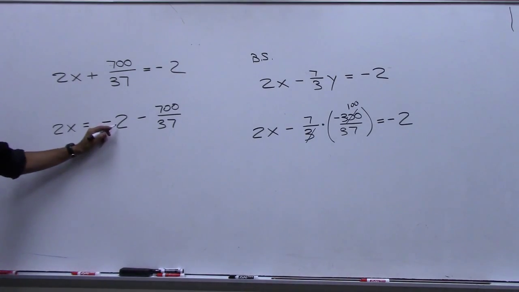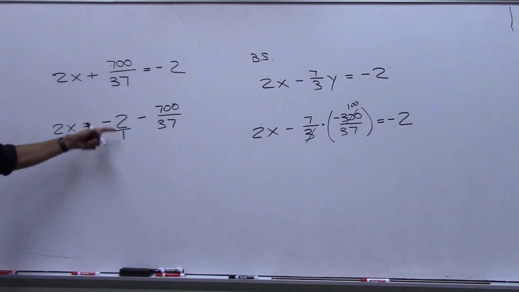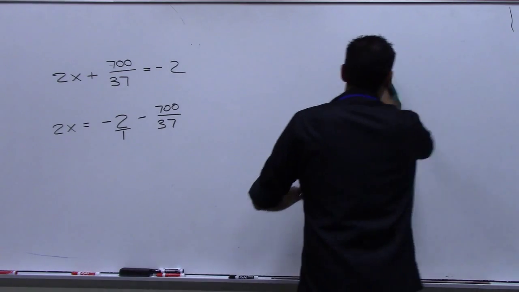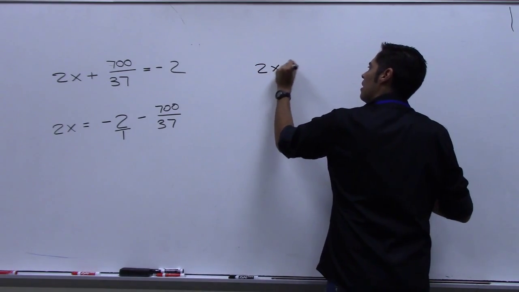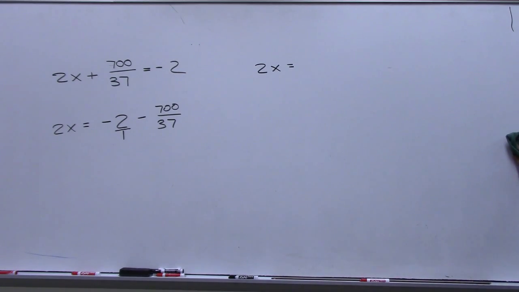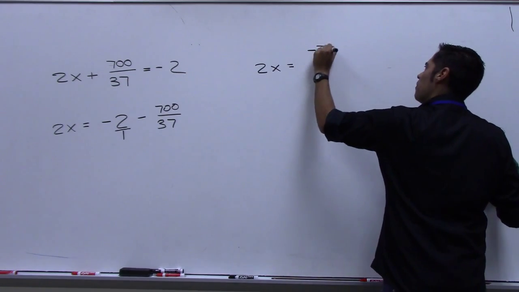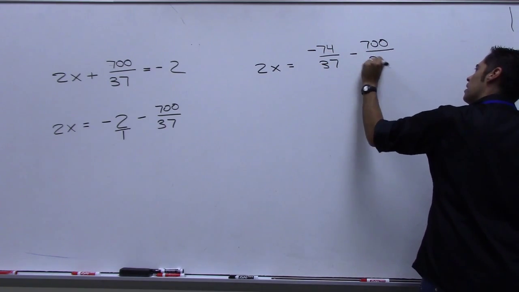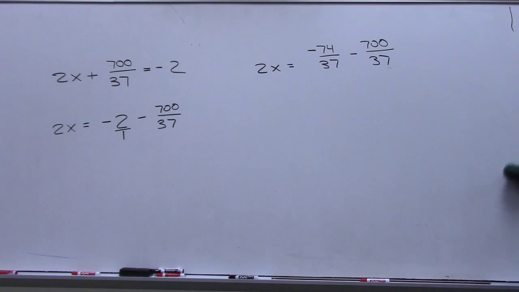So how did you do that? You calculator? You get a common denominator here though, right? That's a negative 2 over 1. Multiply 37 top and bottom. So you have 2x equals, what is negative 2 times 37? Negative 74. So negative 74 over 37 minus 700 over 37, which is negative 774 over 37. We're almost there.